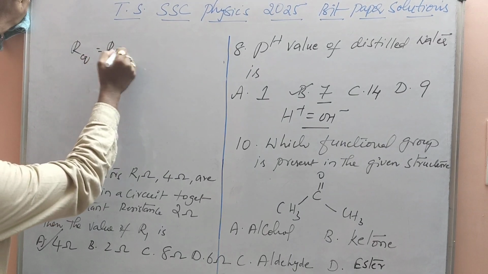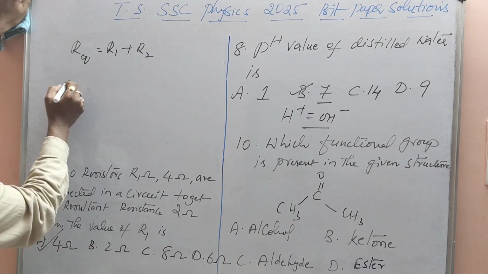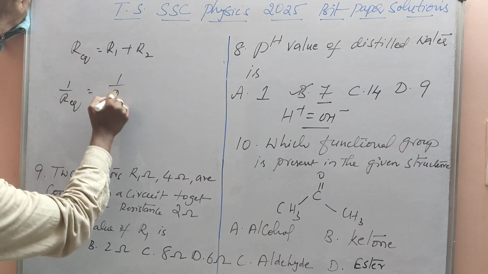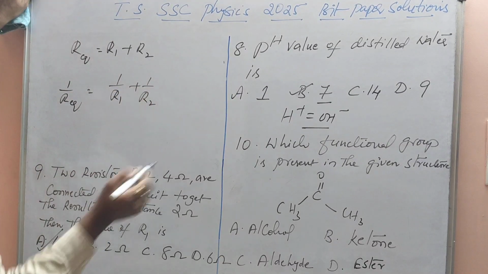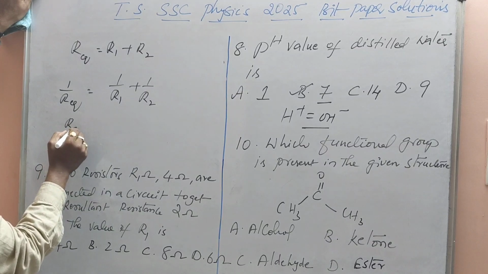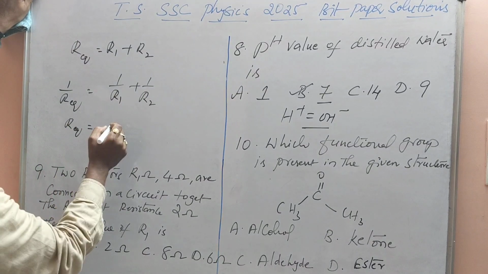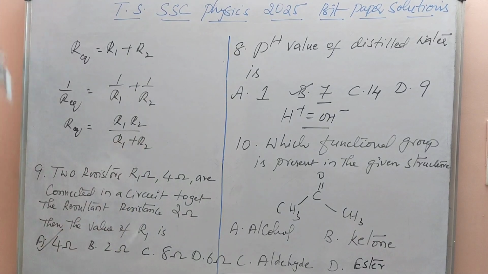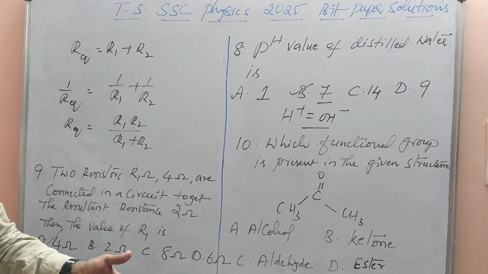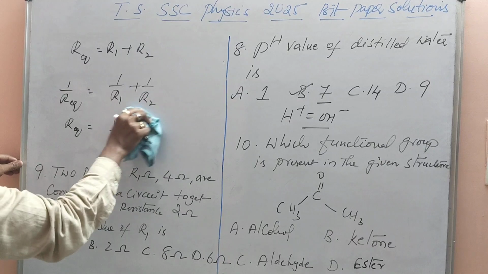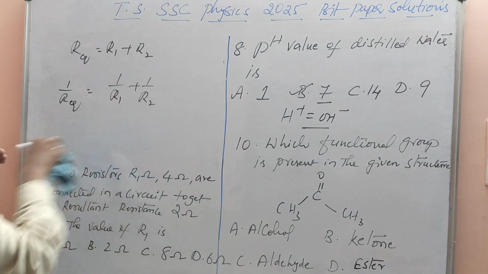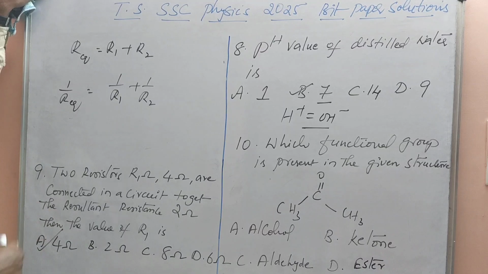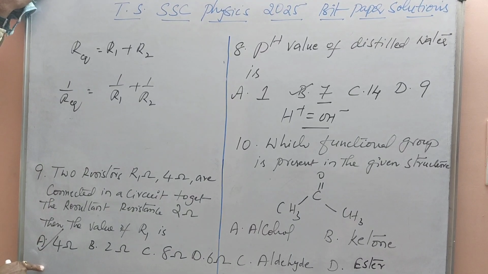R equivalent is equal to R1 plus R2. This is series. And for parallel, 1 by R equivalent is equal to 1 by R1 plus 1 by R2. Or otherwise, you can use one more formula. R equivalent in parallel combination is equal to R1 R2 by R1 plus R2. Whichever you feel is easy, you do that one. First you go with the series combination, check the answer, which one is right, why it is right. I told you C is right, A is the right answer.